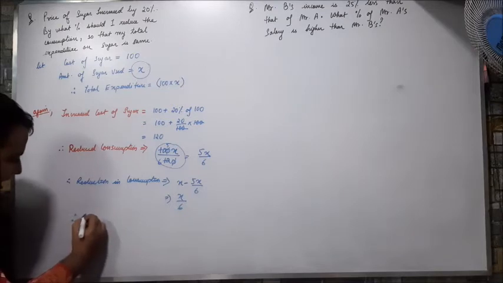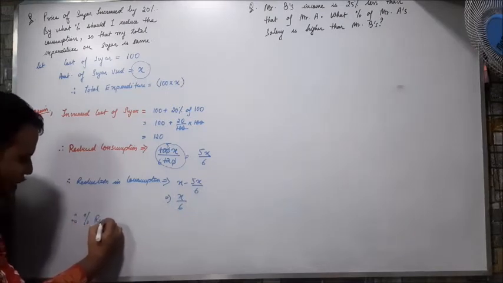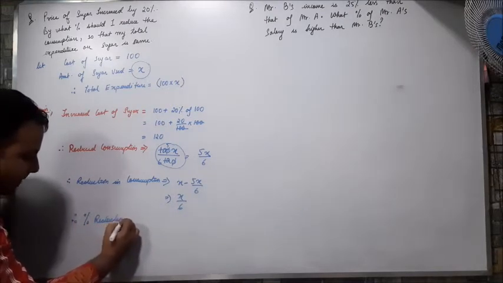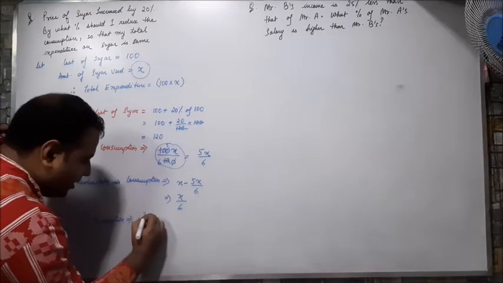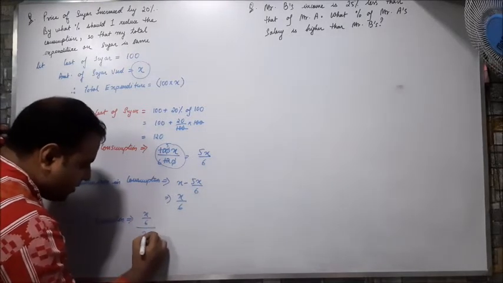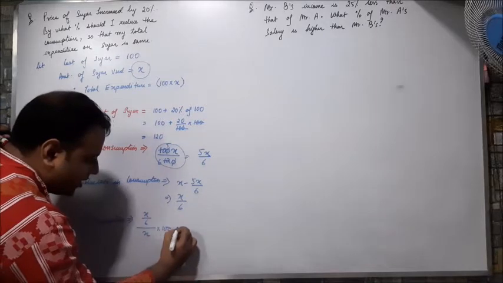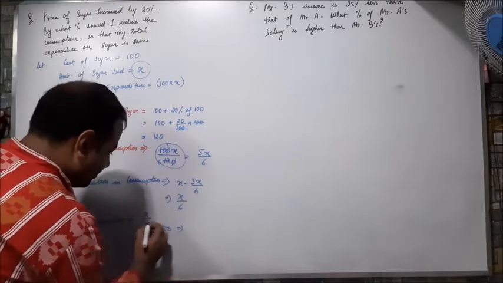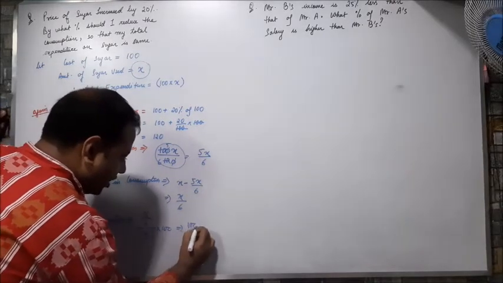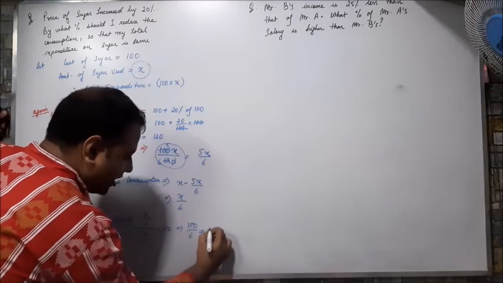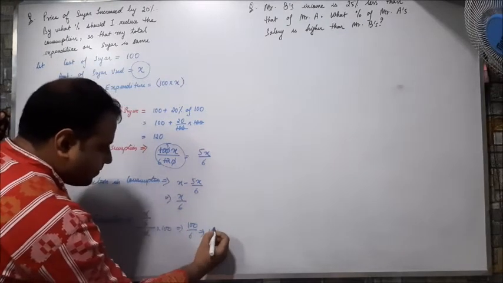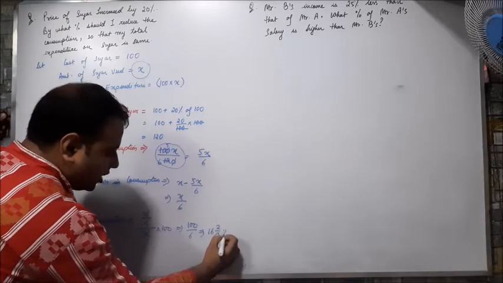So finally, therefore, the percentage reduction will be x by 6 by x into 100, that is equal to 100 by 6, the x gets cancelled. I will get here 16 2 by 3%.